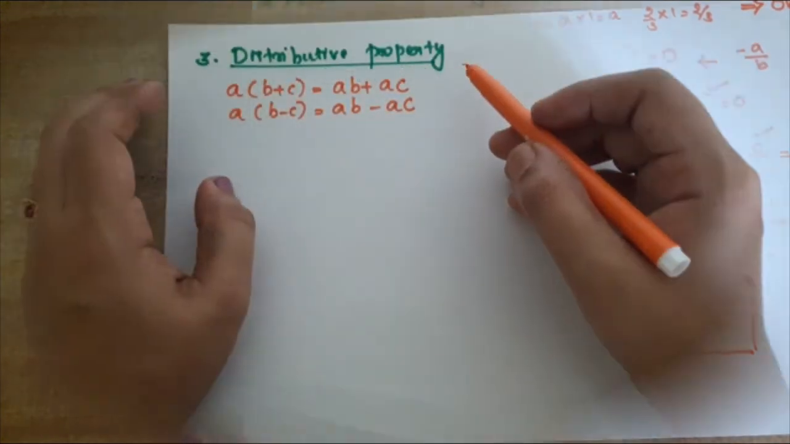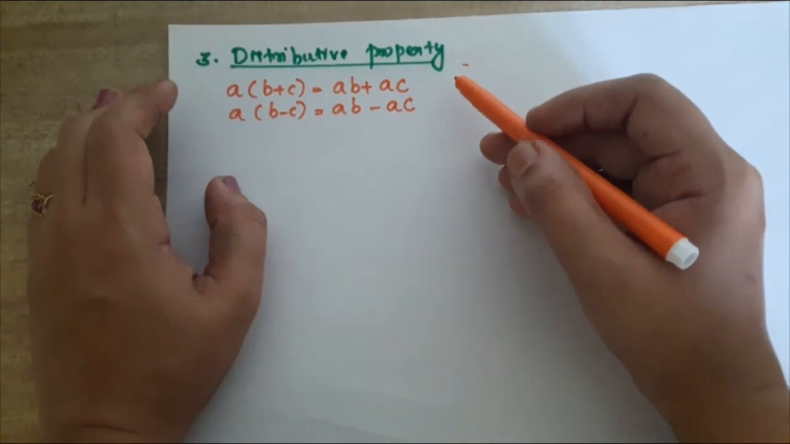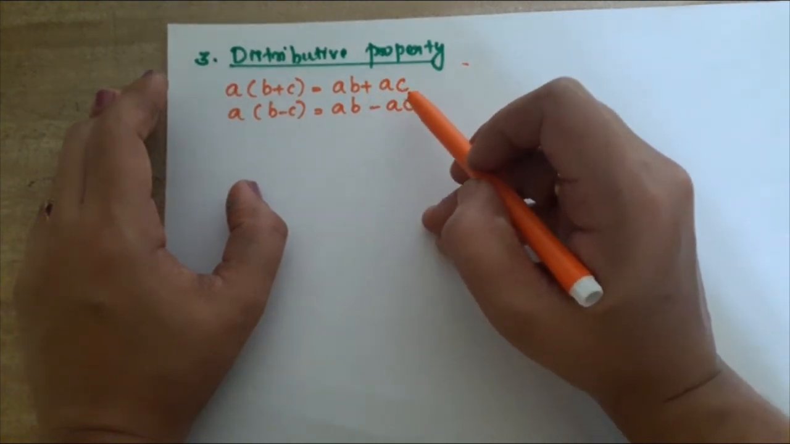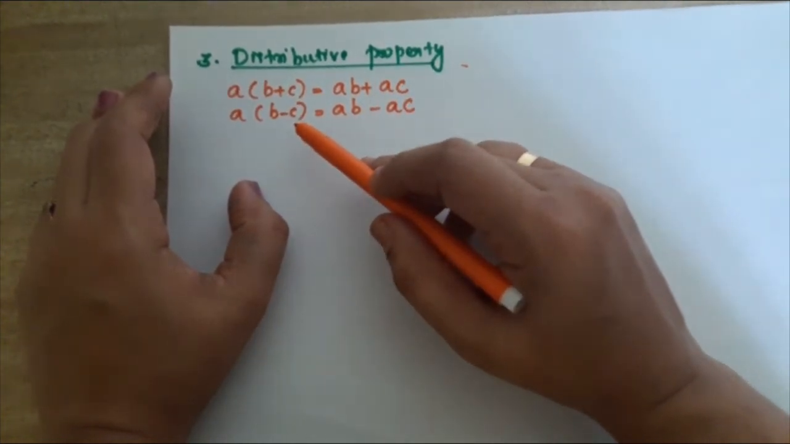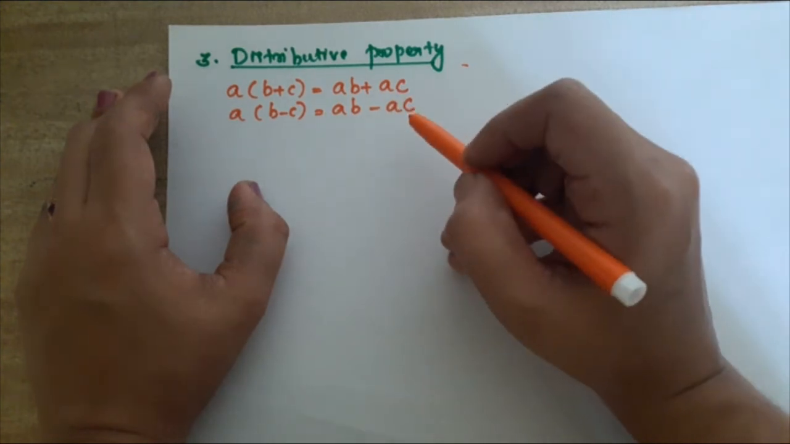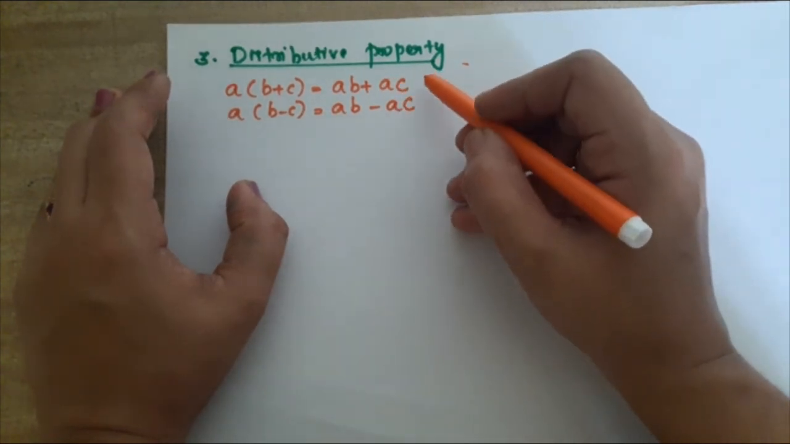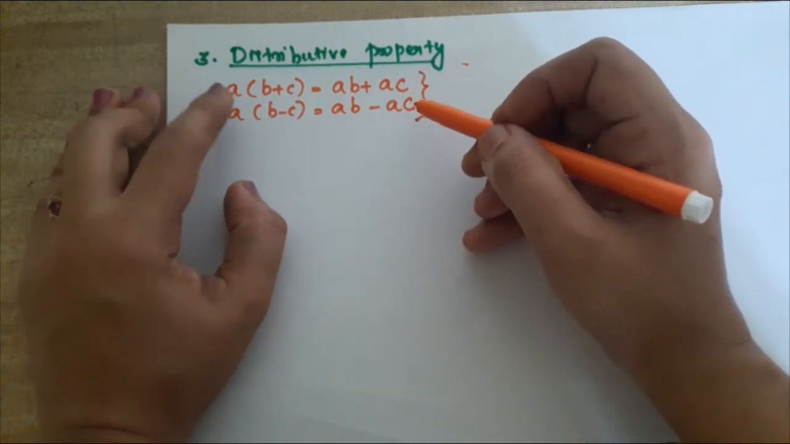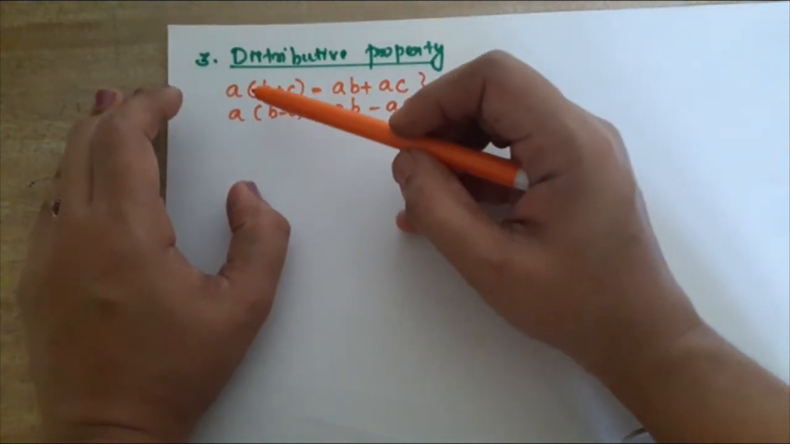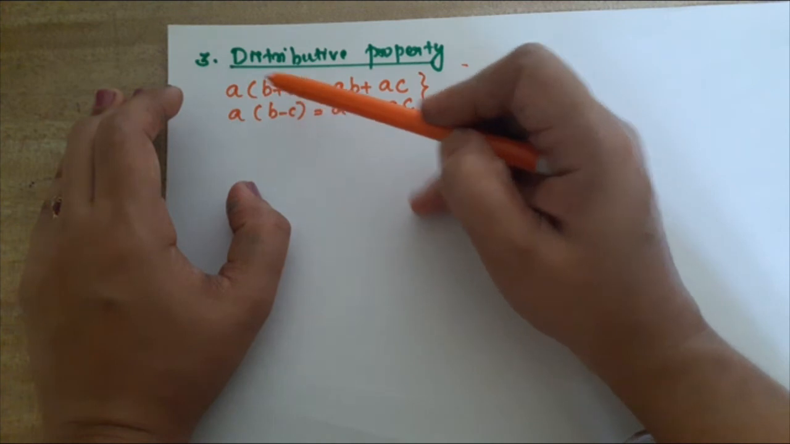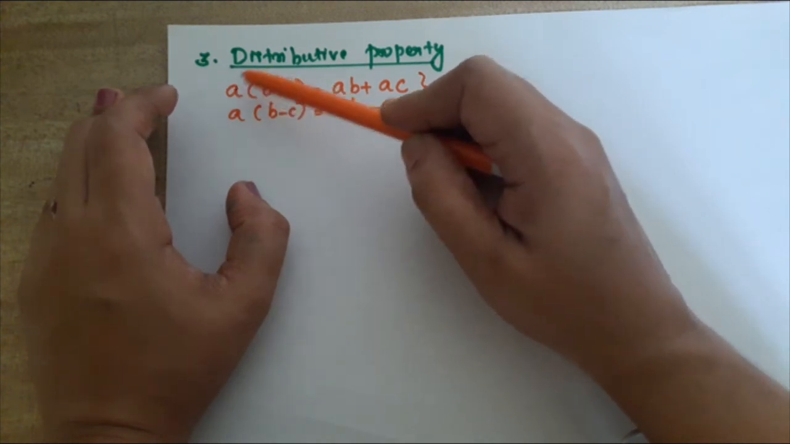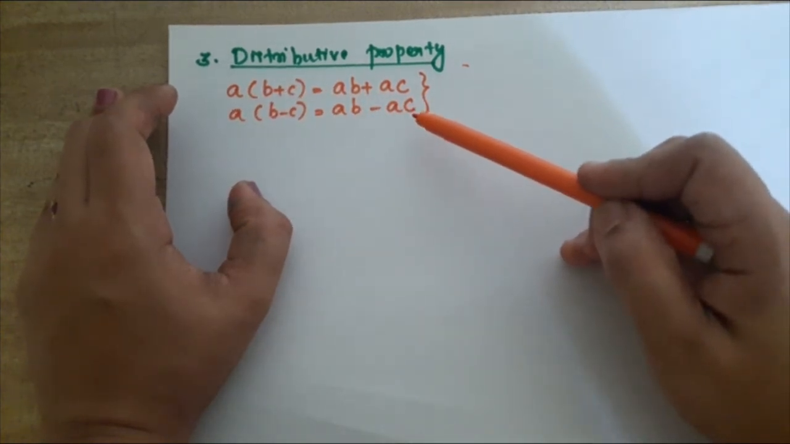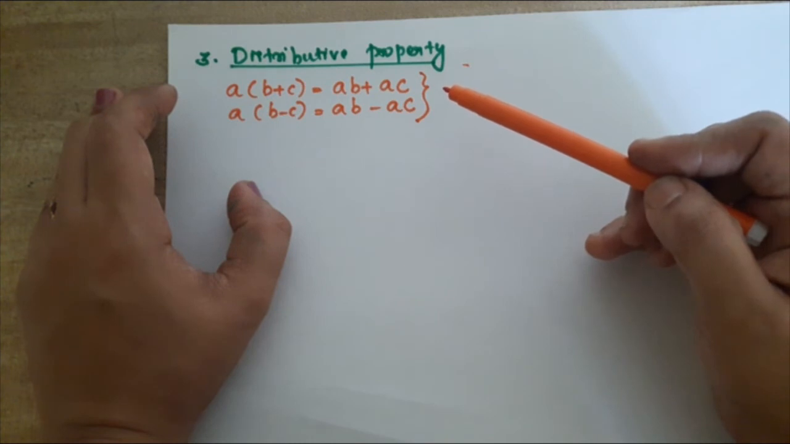Okay. The next property is the distributive property. In this, a into (b plus c) is equal to ab plus ac. Then a into (b minus c) is equal to ab minus ac. This is called the distributive property. You should always know this. What is the distributive property? A into (b plus c) means we are distributing this a to here and here, that is, a into b plus a into c. Same like that, a into b minus a into c. That's why it's called the distributive property.